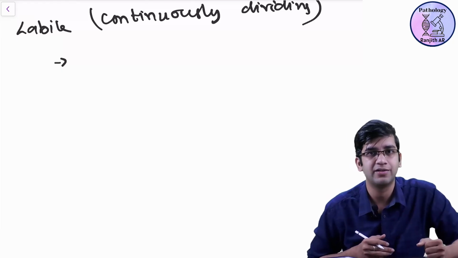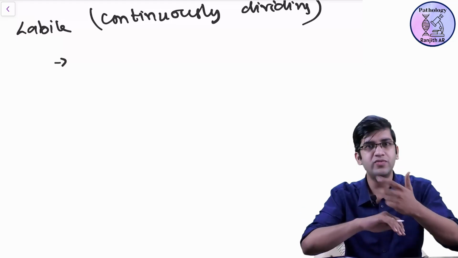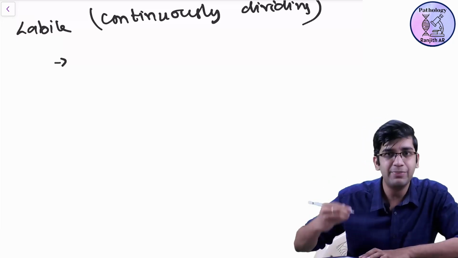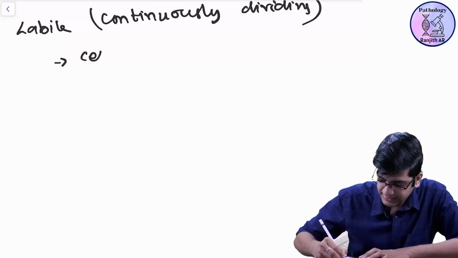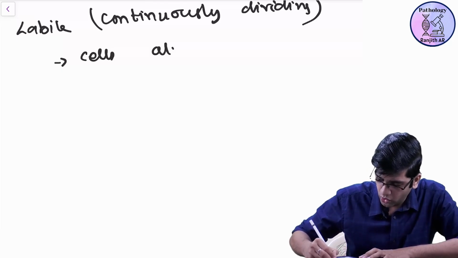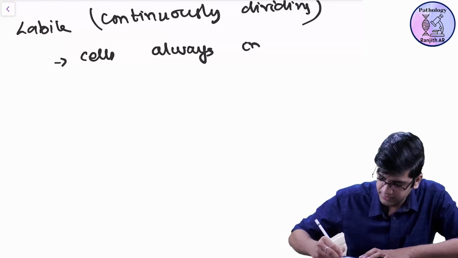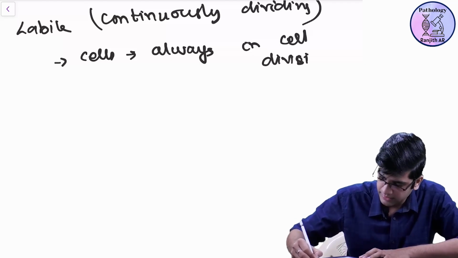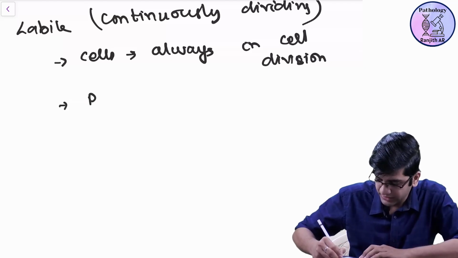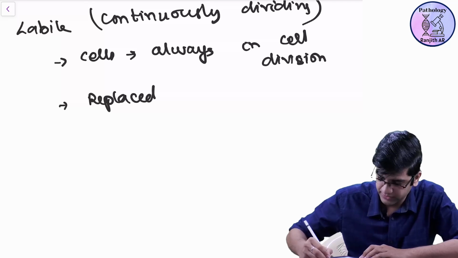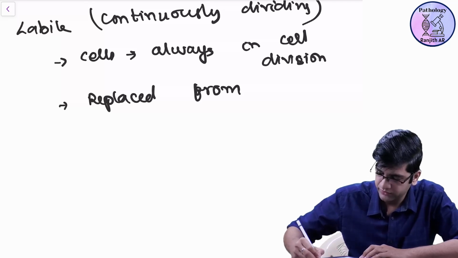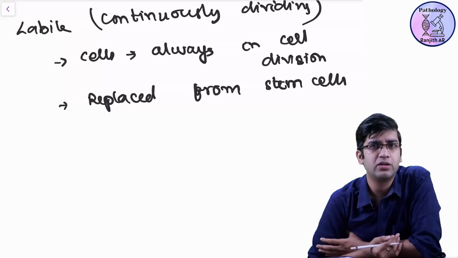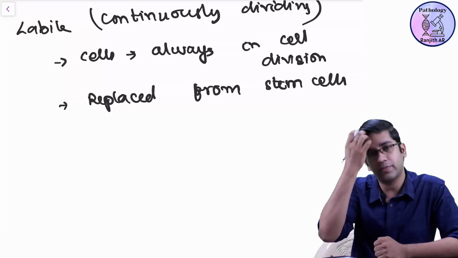What's the best example? I'm sure you know skin. Skin always divides. GIT always divides. Epithelium always divides. So these are labile or continuously dividing cells. These cells are always in cell division. They will be continuously replaced by new cells from stem cells. Again and again, it will come back to normal, simply just like that, right? Those are my continuously dividing cells.